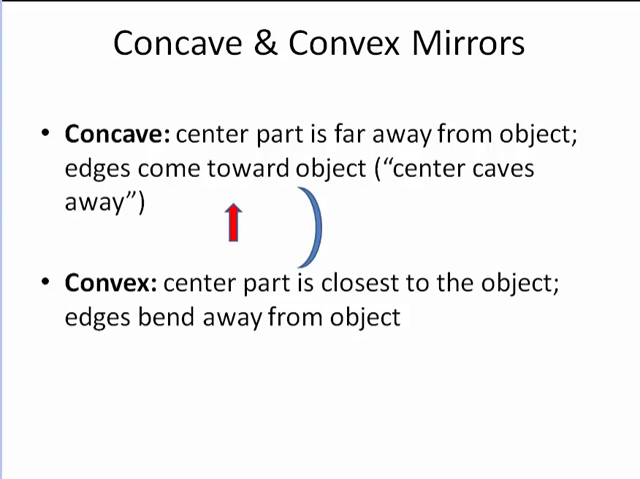For convex, the center of the mirror is curved toward the object, so the reflective part of the mirror is on the outside of the curve. To recap then, a concave mirror has the center pushing away from the object, and a convex mirror has the center pushing toward the object. We'll get to ray diagrams for these curved mirrors in the next video.